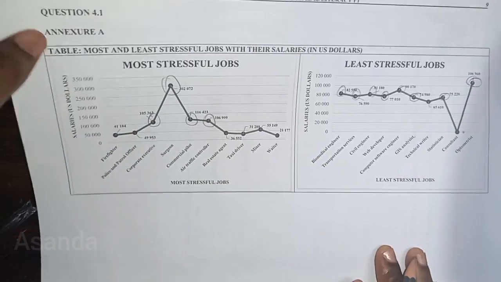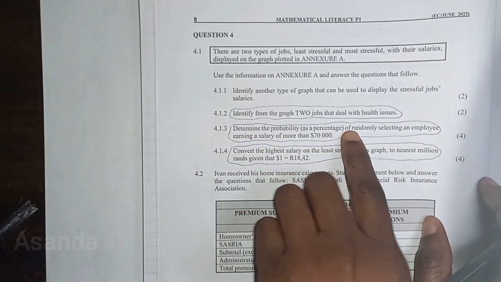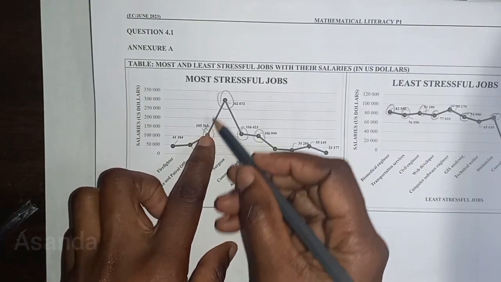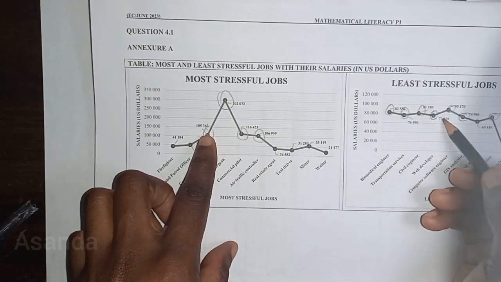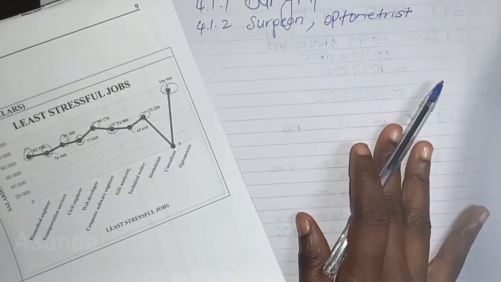Okay, did I specify from where? Let's go check again. Determine the probability as a percentage of randomly selecting an employee earning a salary. They didn't specify where, so we're just going to count. 1, 2, 3, 4, 5, 6, 7, 8, 9, 10, 11, 12. I'm going to go with 12. Double check, in case I didn't count one of them.